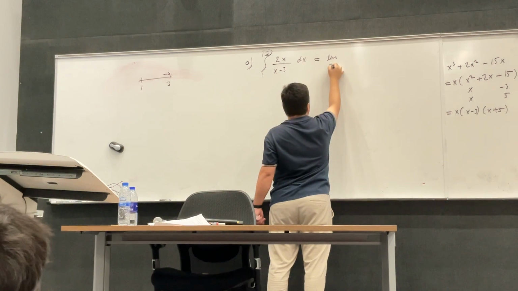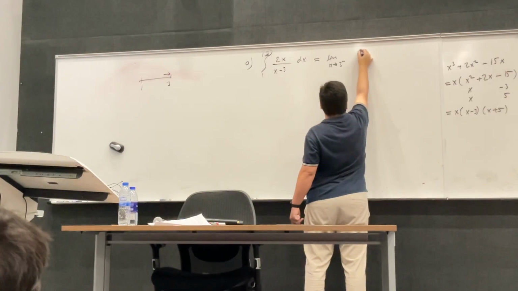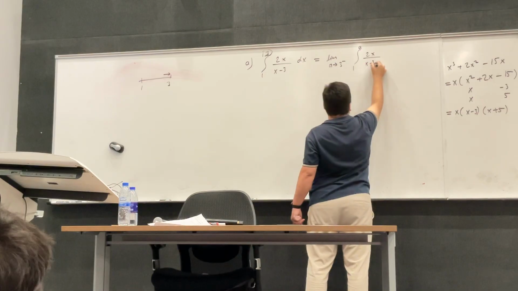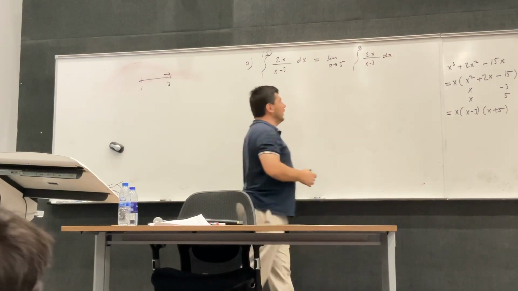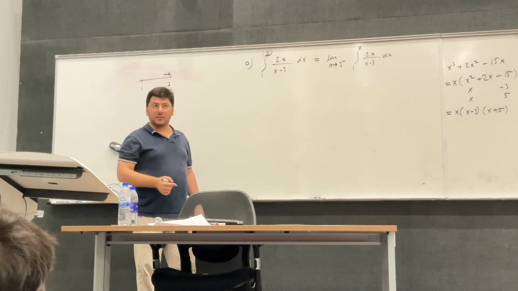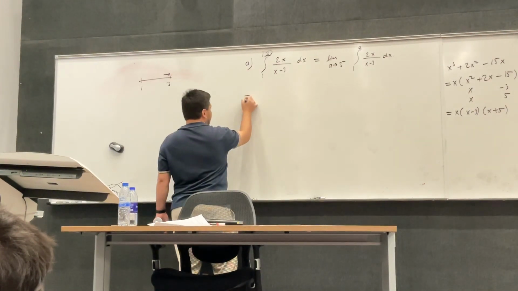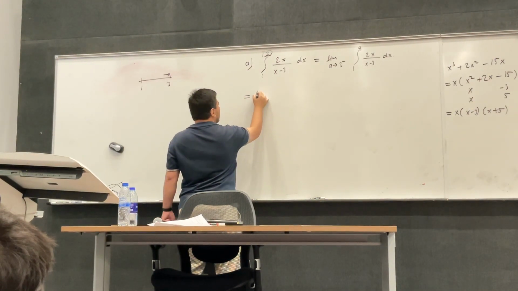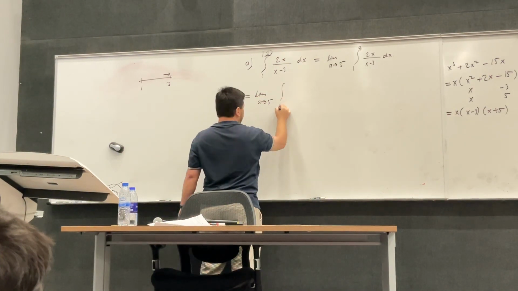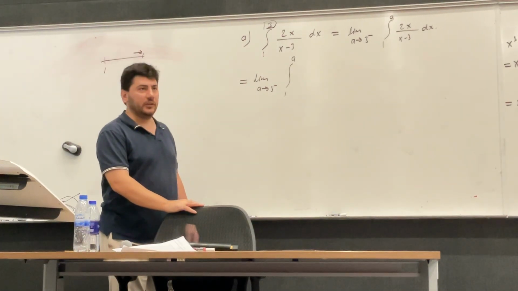So I must go to 3 from the negative side: the limit as a goes to 3 from the negative side of the integral from 1 to a of 2x over x minus 3 dx. Now I can take the integral, because I turned everything into limits. How am I going to take the integral of 2x over x minus 3?